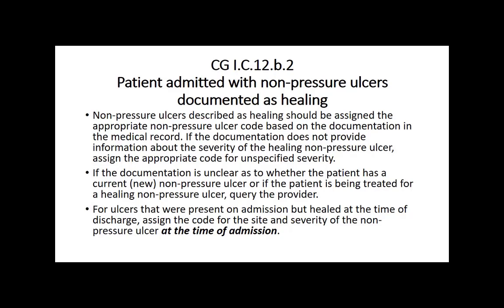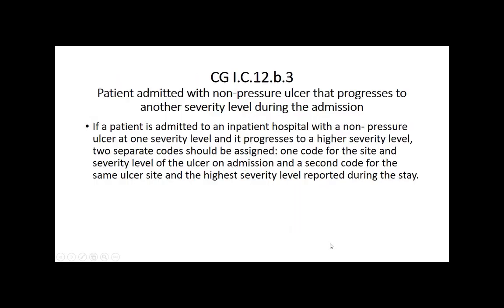It's important that we make that distinction. We always want to capture those ulcers that a patient has when they enter the hospital, and that's captured on your present on admission or your POA indicator, because if ulcers develop during the hospitalization, there may be some ramifications for that as far as reimbursement. For ulcers that were present on admission but healed at the time of discharge, we would assign the code for the site and severity of the ulcer at the time of admission.